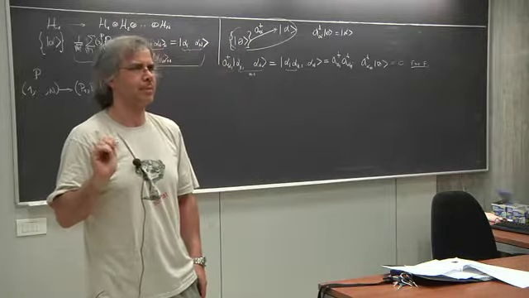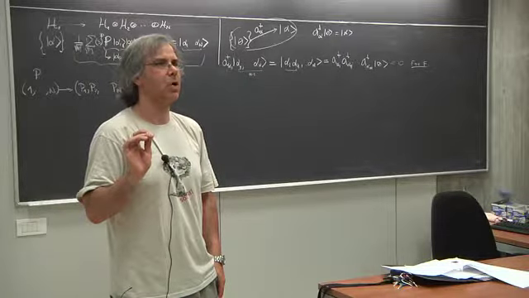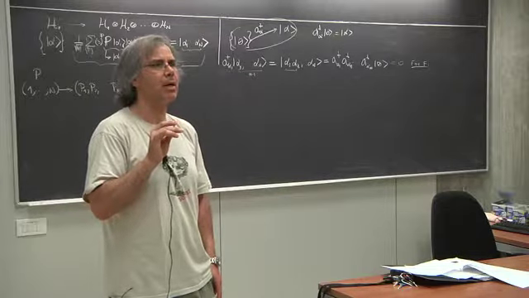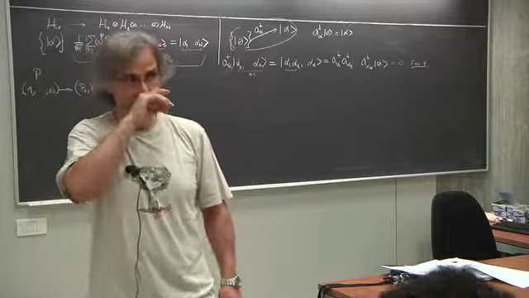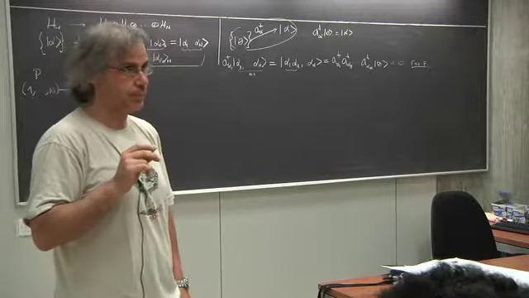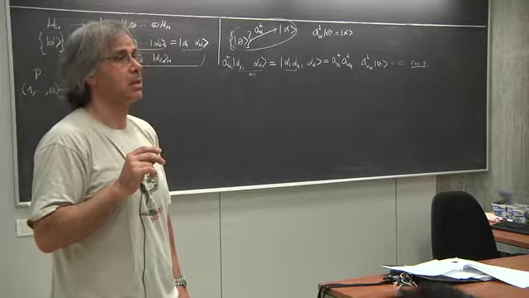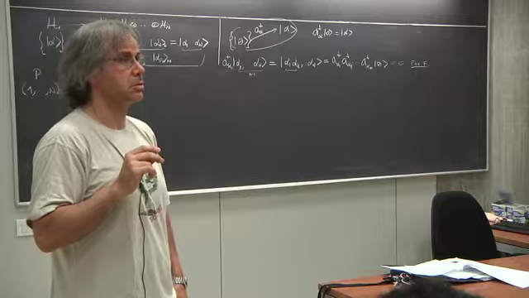Sir, if the vacuum doesn't contain any particle, why the vacuum image? For example, if you take the image of a harmonic oscillator, E_n equals h bar omega times n plus 1/2.